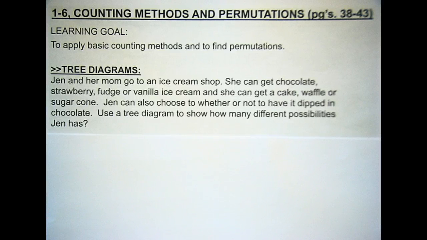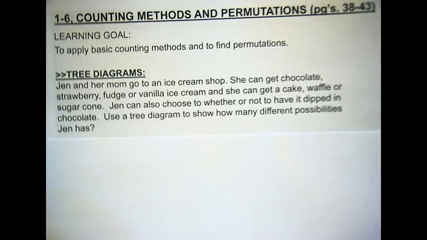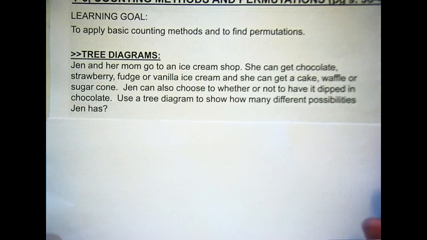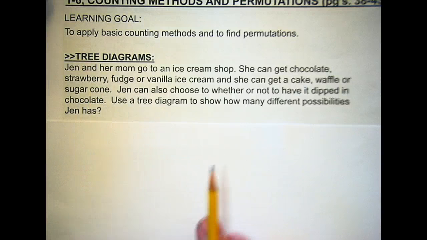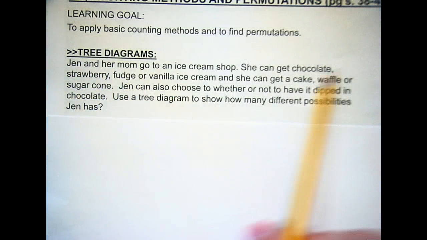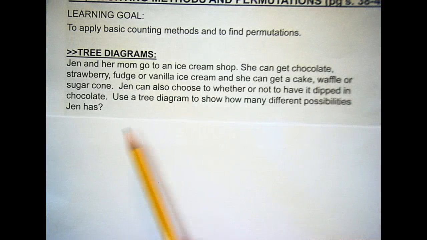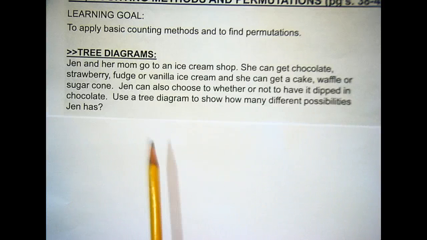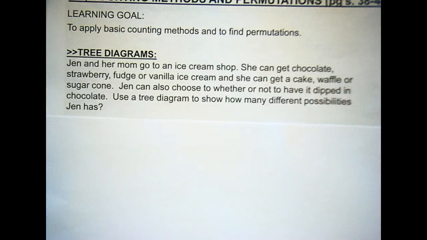I want you to read through it and talk to your neighbors about what a tree diagram is, please. Okay, so talking about Jim and her mom going to an ice cream shop, as all good mother-daughter pairs do, they start talking about the ice cream and they start breaking out into a tree diagram here. She can get chocolate, strawberry, fudge, or vanilla. She can get cake or waffle cone or sugar cone. She can also choose whether or not to have it dipped in chocolate. Use a tree diagram to show how many different possibilities.